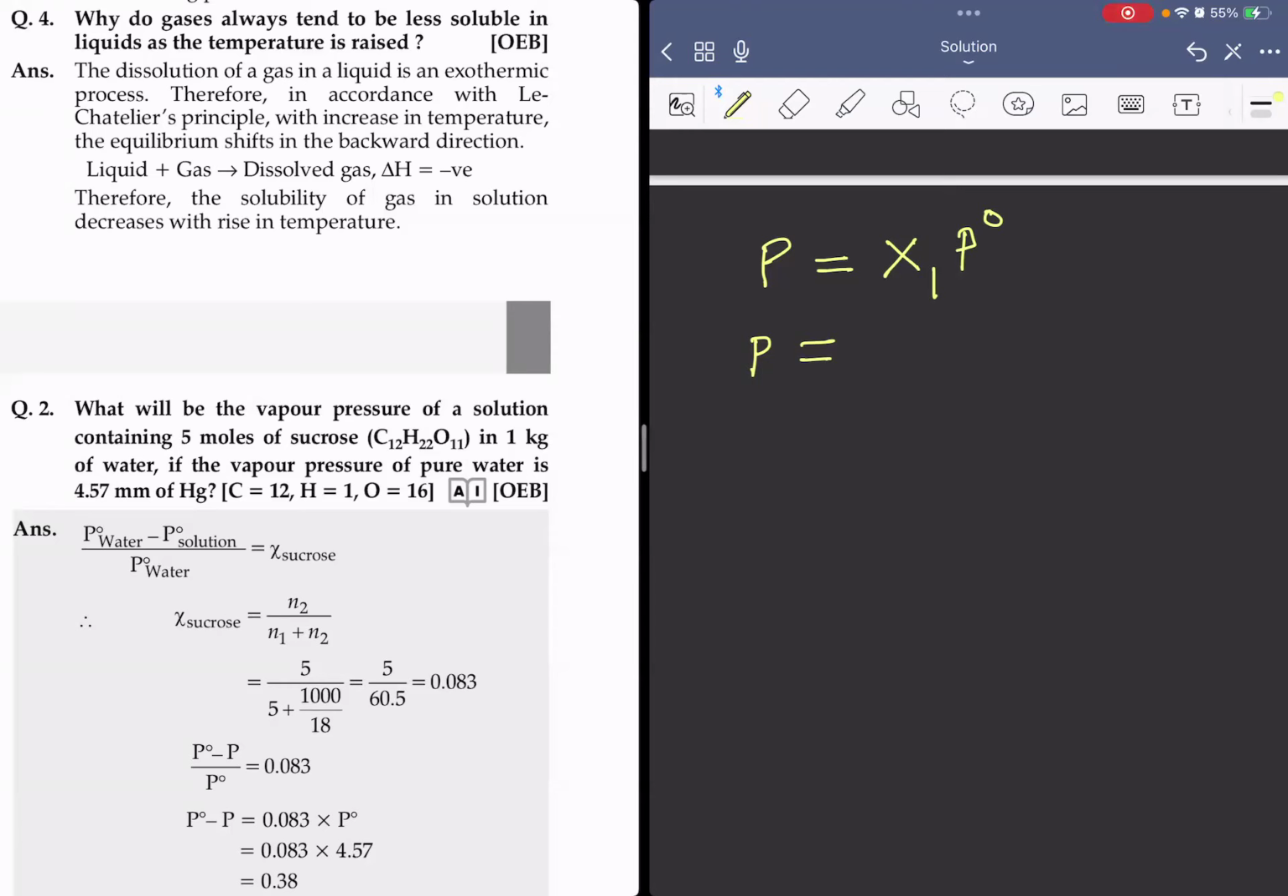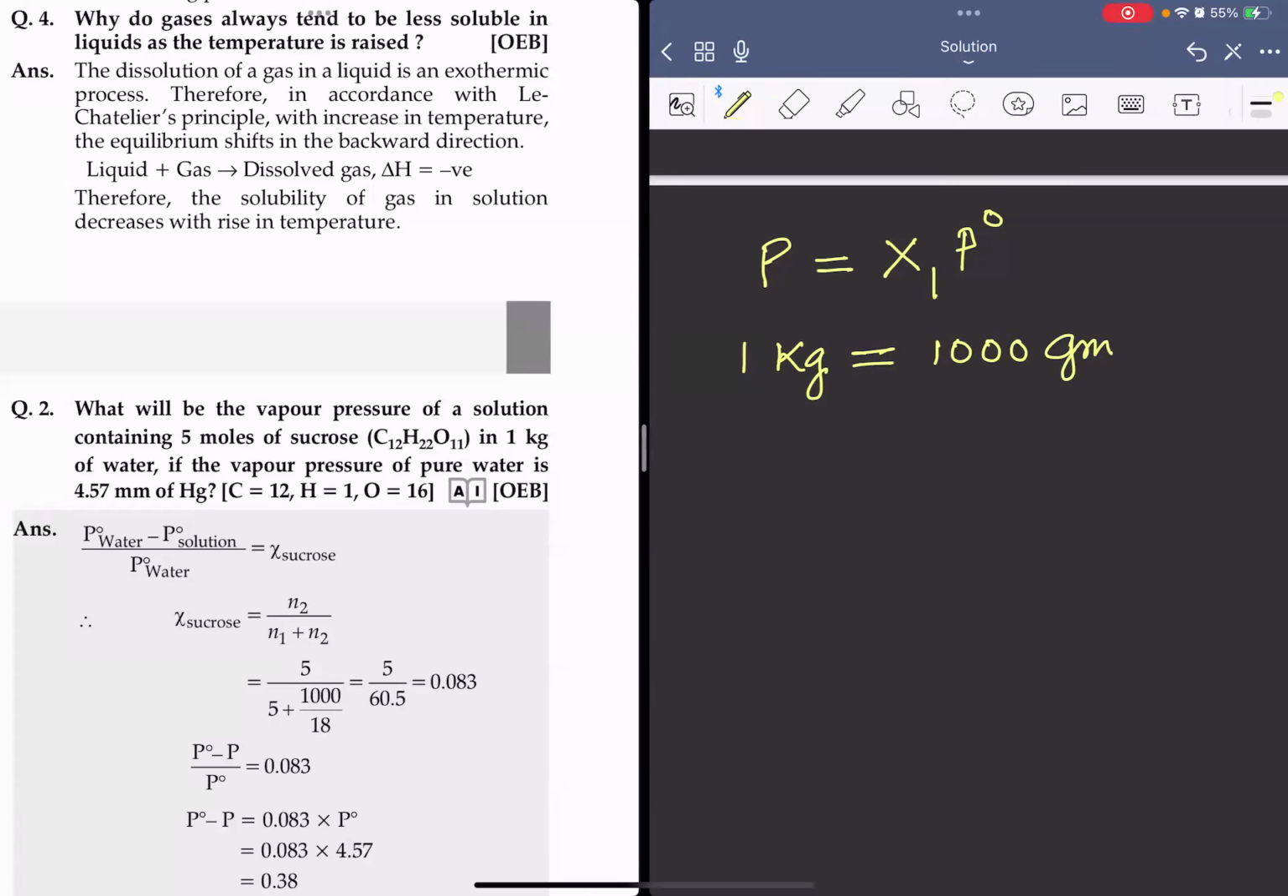What else is given? 5 moles of sucrose is there in 1 kg of water. Only that much is given, isn't it? So what do we do? Let's find the number of moles of water. 1 kg water means 1000 grams. Is that right?